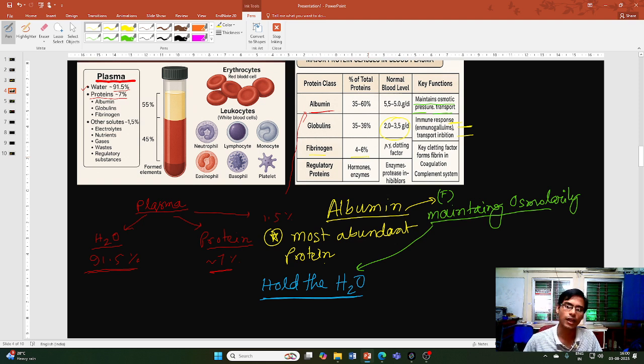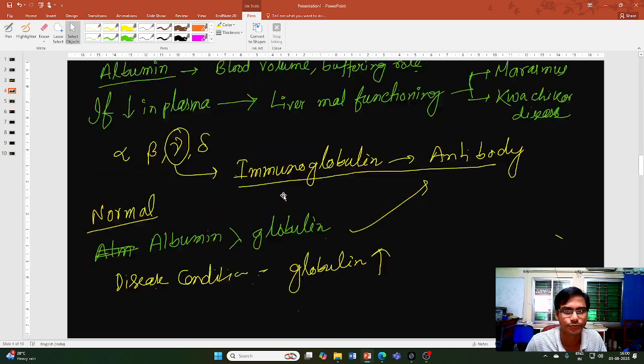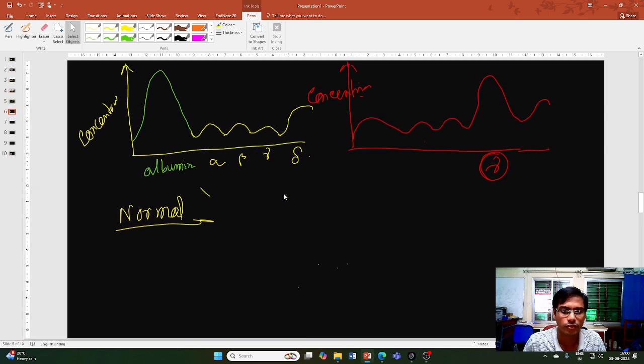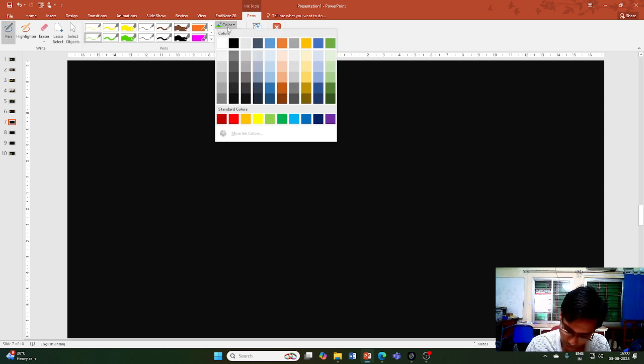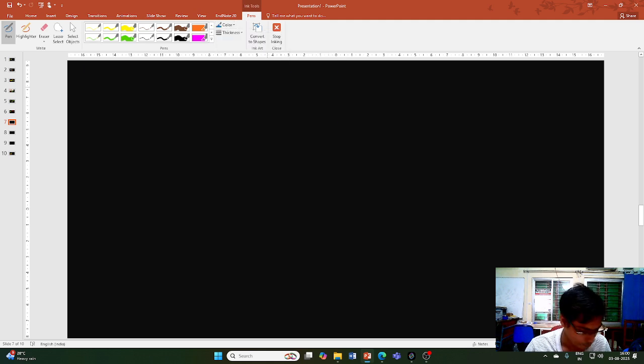Now we will discuss the other types of protein. Some enzymes are there in the plasma section, and some amino acids are also there, and lipids. You can write down the notes also. Let's take a different color, blue. Okay, let's see what the enzymes are.